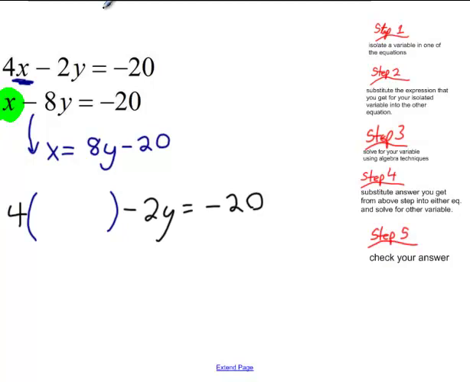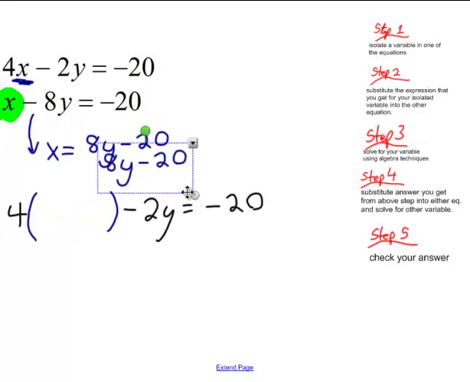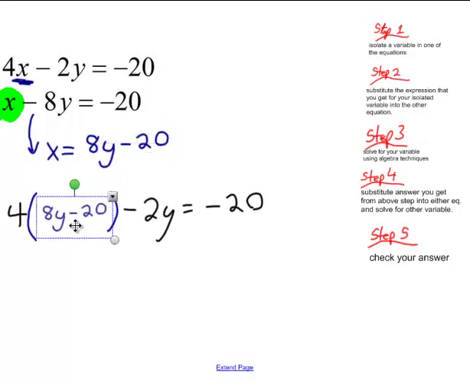You'll notice that this is 4x minus 2y. This is from my first equation right here. 4x minus 2y is equal to negative 20. But from this equation, I said that x is equal to 8y minus 20. So what I'm going to do here, instead of saying that x, I'm going to plug in this 8y minus 20. Let me clone that. Shrink it up a bit.